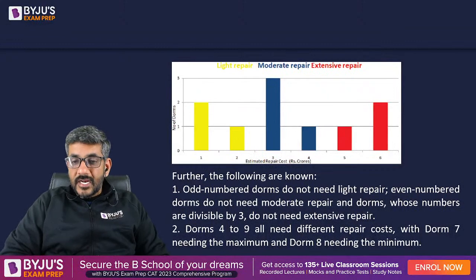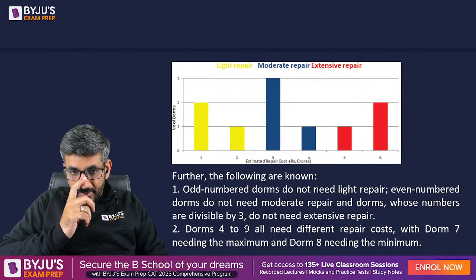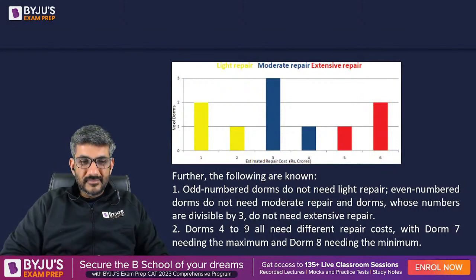I'm sure all of you are trying it first. After that, we will be trying it together. The light repair is 1 or 2 CR. Moderate repair is 3 or 4 CR. Extensive repair is 5 or 6 CR. Light repair, moderate repair, and extensive repair.